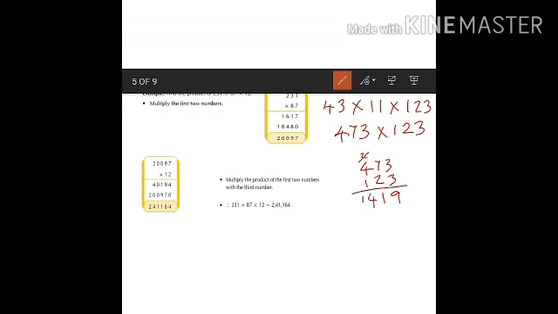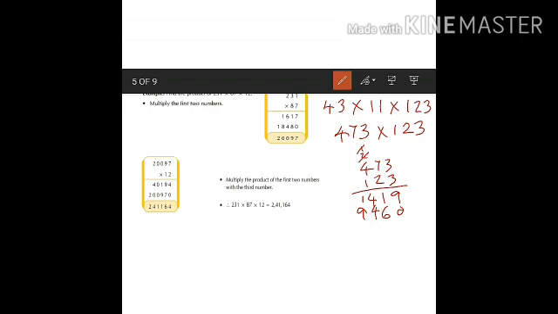Now we will multiply by 2. So put the 0 here. 2 3s are 6. 2 7s are 14. Carry 1. 2 4s are 8 plus 1, 9.